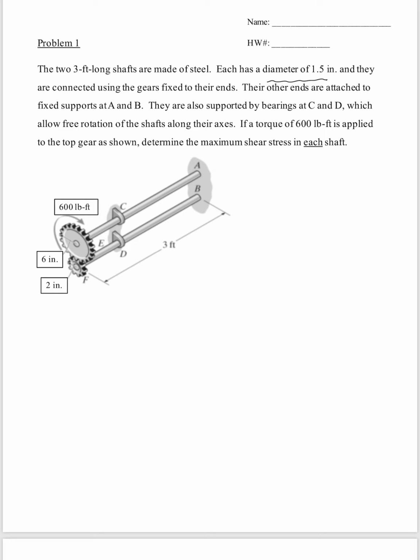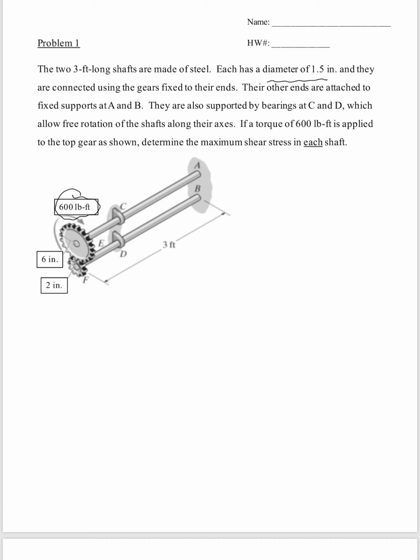We have an applied torque right here of 600 pound-feet. We want to find the maximum shear stress in each shaft. So to do that, we have to find the actual torsion in each shaft. We'll call it shaft A and shaft B. So first step, as always, draw a free body diagram.